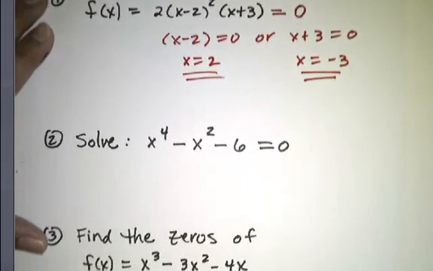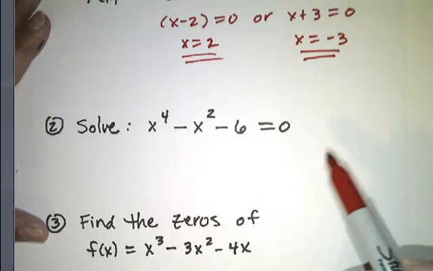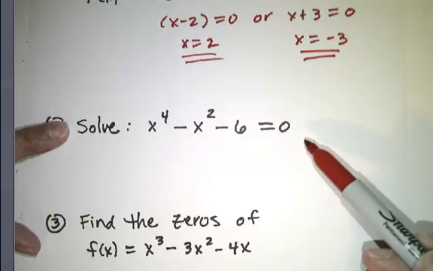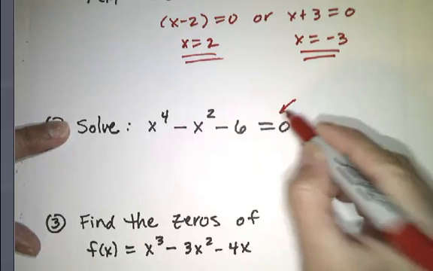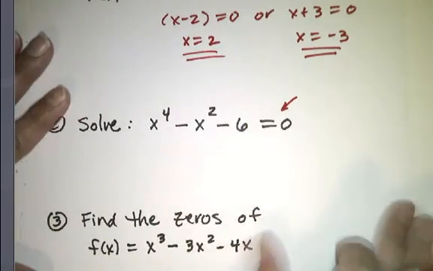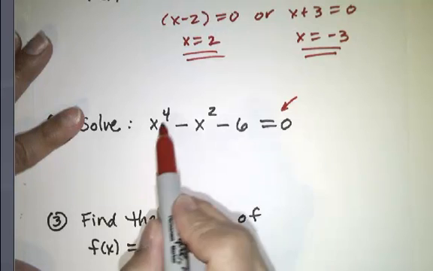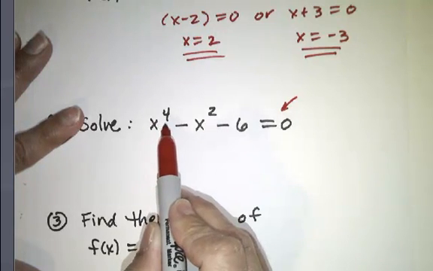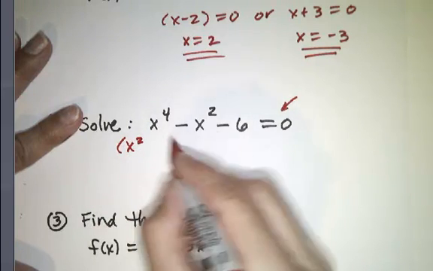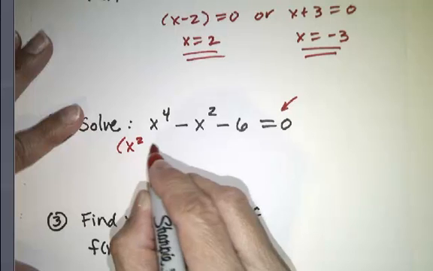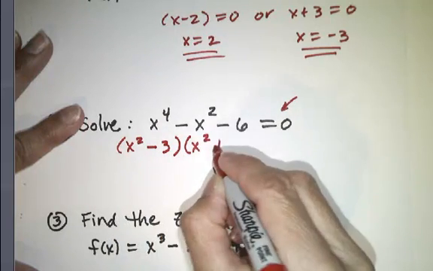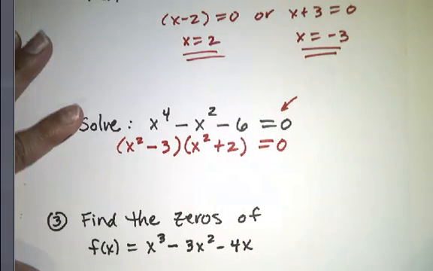Let's see how we would tackle number 2. Here I don't even mention x-intercepts or zeros. I just asked you to solve this particular equation, which, by the way, is equivalent to finding the zeros of this polynomial. Hopefully this thing factors, and as we see, this looks like a quadratic in x squared, and we know how to handle those. x squared minus 3, x squared plus 2 equals 0.